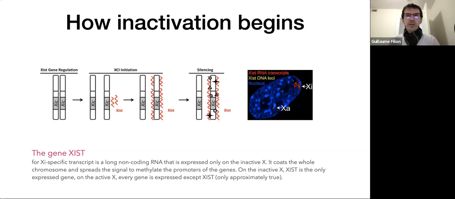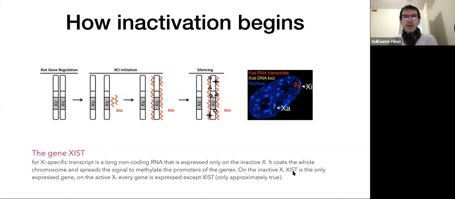When you look at it with immunofluorescence, you can use, for example, RNA FISH to see RNA, and the inactive X has a lot of this Xist RNA, highlighted in red. The Xist locus is here in yellow, and you can see that there are two loci, of course, because there are two chromosomes, but only one of them is completely coated in this Xist RNA.